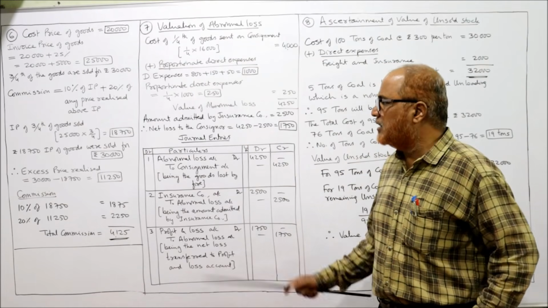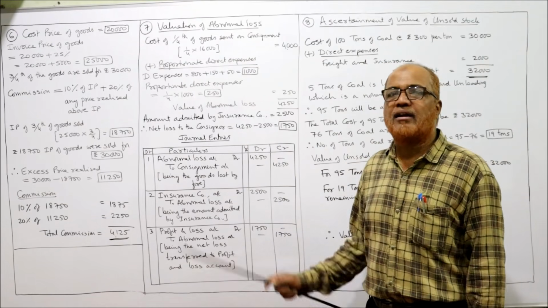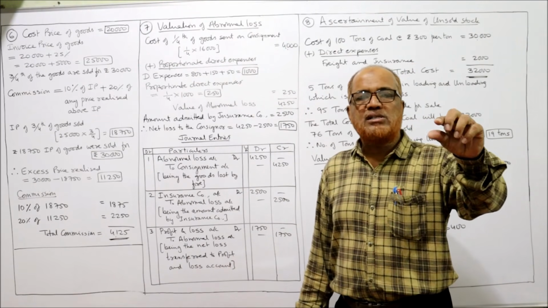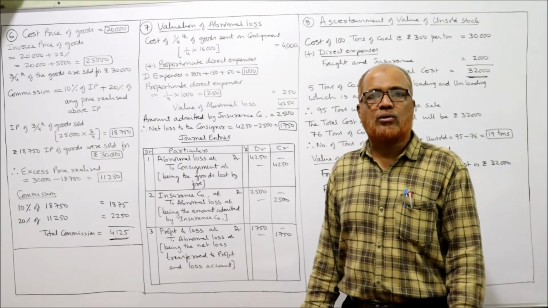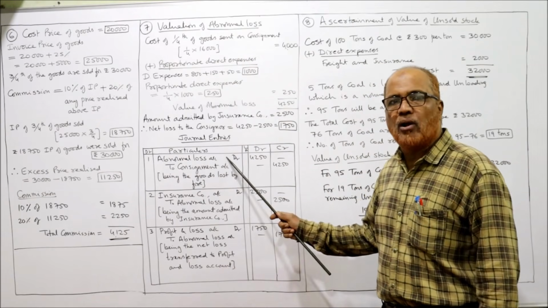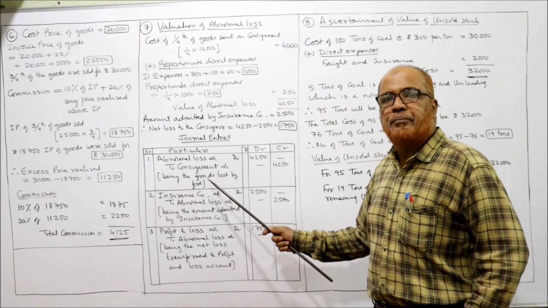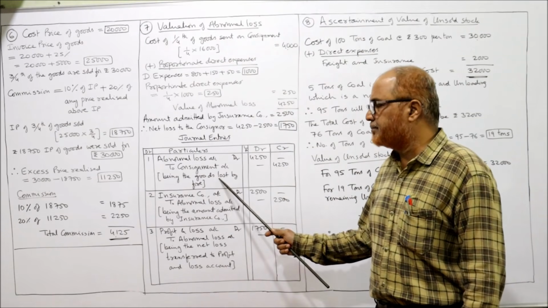Now what is the journal entry in the books of the consignor? First entry regarding abnormal loss. The entry will be abnormal loss account debit to consignment account, 4,250, being the goods lost by fire.